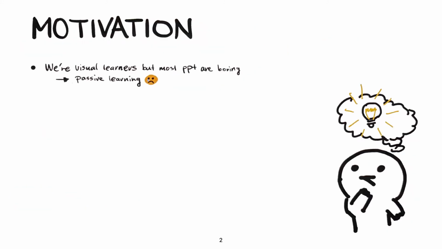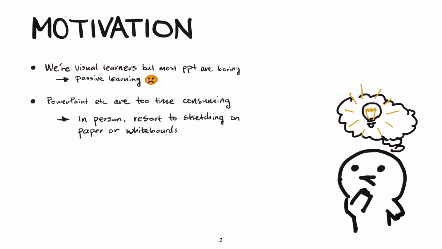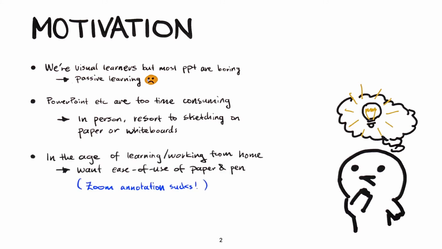The motivation is that we're usually visual learners, but PowerPoint encourages passive learning as most of them are boring. They're also time-consuming to make if we want to convey an idea. In person, in classrooms, for example, we resort to sketching on paper or whiteboards. In the age of learning or working from home, we want the ease of use of paper and pen. And Zoom doesn't count because the Zoom annotation really just sucks.